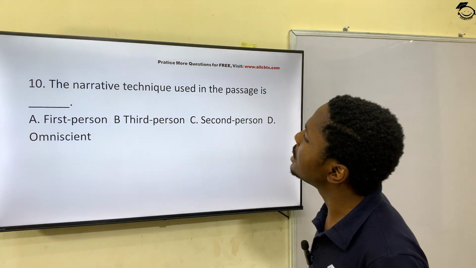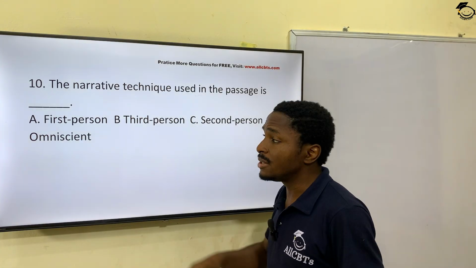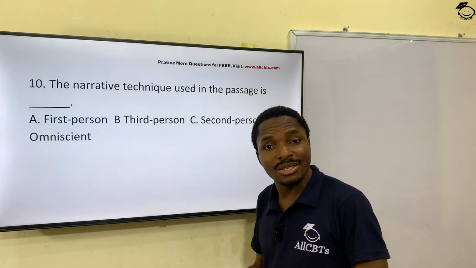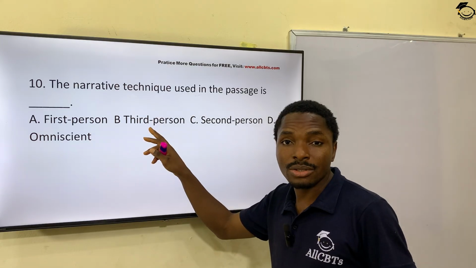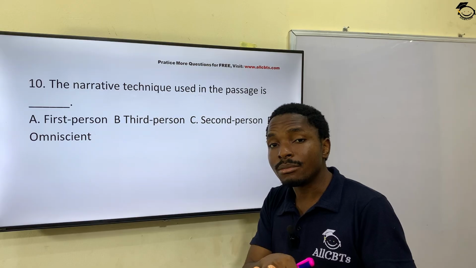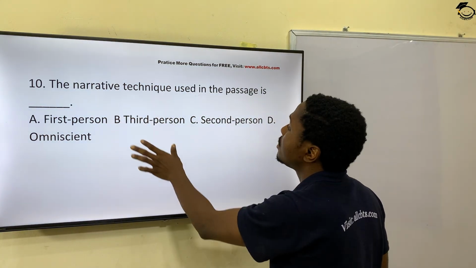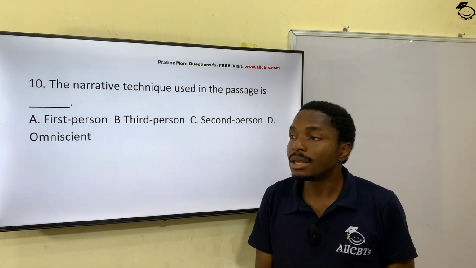Question 10. The narrative technique used in the passage is what? Is it first person? No. She is not recounting any story. She is a third person. We can see the use of she there, and we can see her name. So somebody is recounting a story. So it's a third person. It's a third person narrative technique.